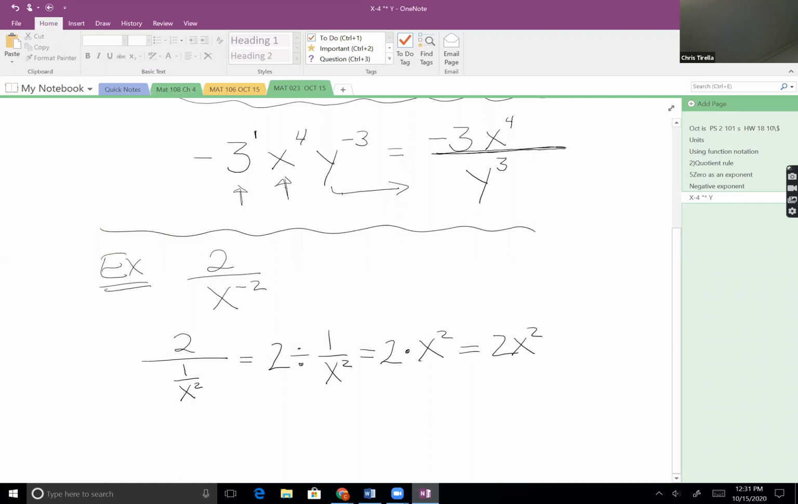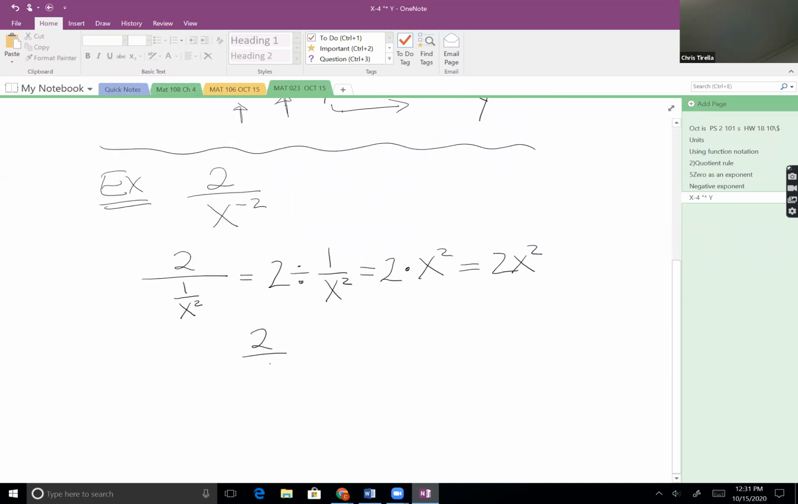That's the long way. Short way is to say, well, if negative exponent means take a reciprocal, if I have a negative in the denominator, it will become positive when I move that factor to the numerator. So a negative exponent in the denominator becomes positive when we move that factor to the numerator.